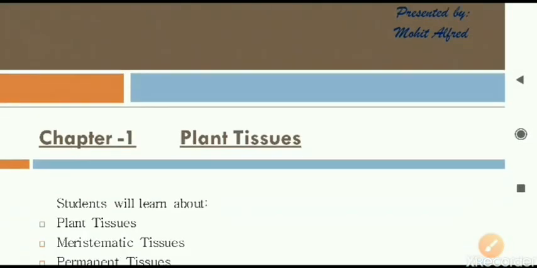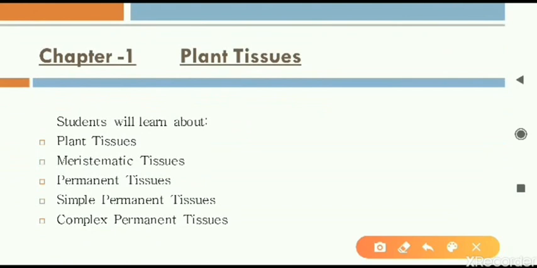We have been discussing chapter number 1, plant tissues, and in this chapter we have learned the different types of plant tissues, that is meristematic tissues and permanent tissues. Thereafter we have discussed the simple permanent tissues. In today's class we will be learning about the complex permanent tissues and their types, and also about the structure and function of these tissues.